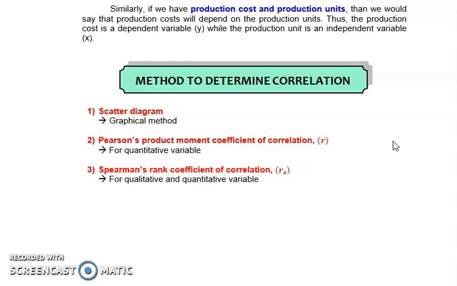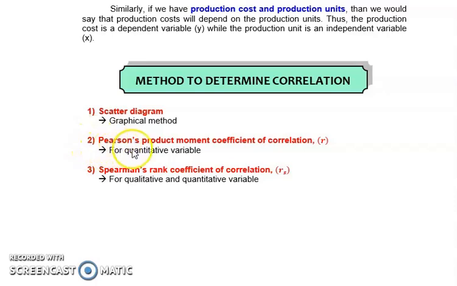Okay, second and third one based on numerical method. Okay, so second one is Pearson product moment coefficient of correlation. So we use notation R. And the third one is Spearman's rank coefficient of correlation, RS. So S here to represent Spearman. So Spearman is the name of a statistician. Pearson also the name of a statistician.